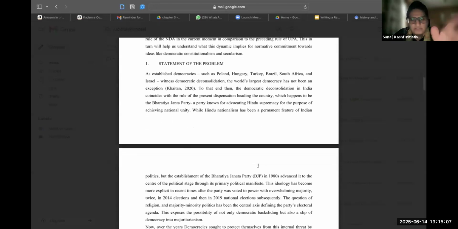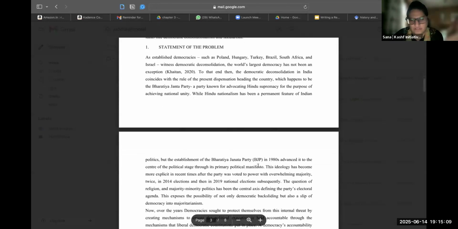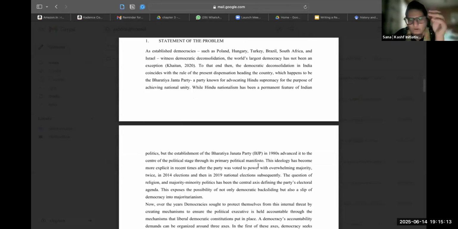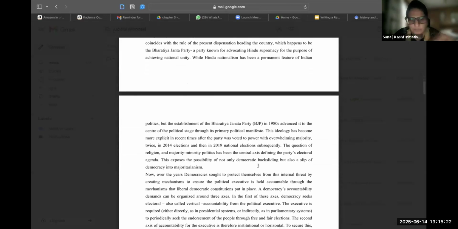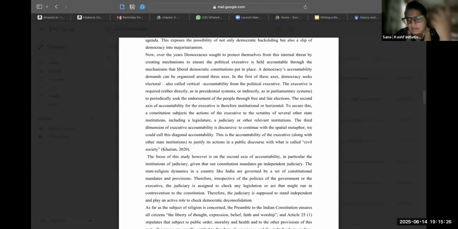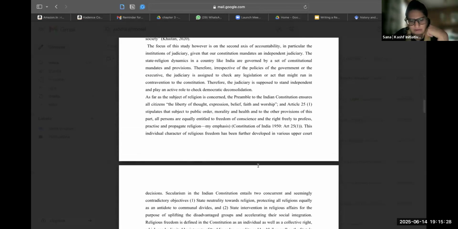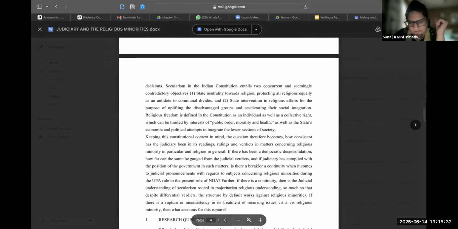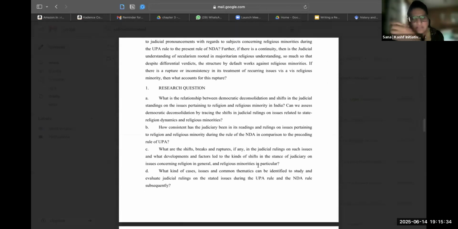Then there's the statement of problem, which is basically an elaboration of the introduction. In the statement of problem, I talk about religious minorities globally and how different judiciaries handle the case of religious minorities. So it's a global contextualization. Then I come to the Indian case, how in India the judiciary has worked through the question of religious minorities. I talk about the constitution. I talk about different scholarships that exist. And then I quickly go to the research question.